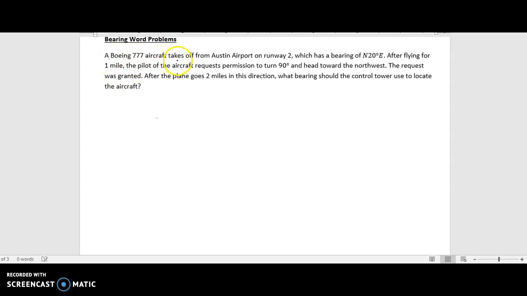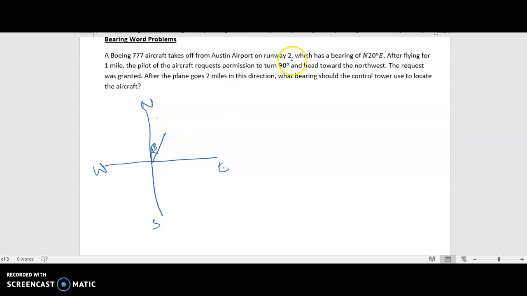A Boeing aircraft takes off from Austin Airport, which has a bearing of 20 degrees east. So whenever you see a bearing problem, immediately just draw the north and south directions and so on. And here he's saying 20 degrees east, right? This is 20 degrees to the east. It's bearing to the east direction.